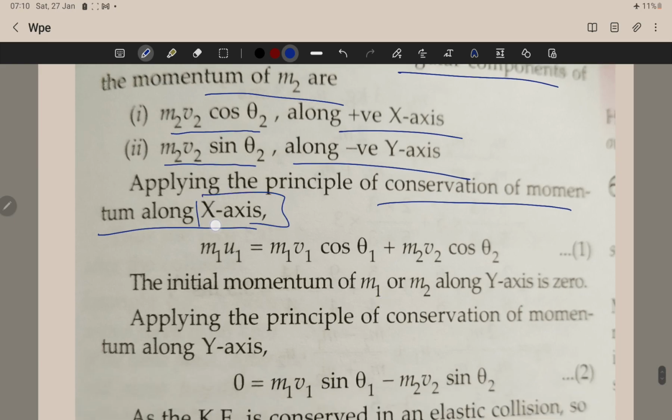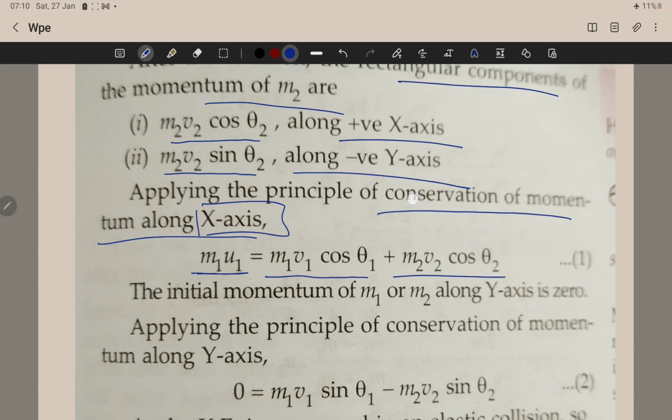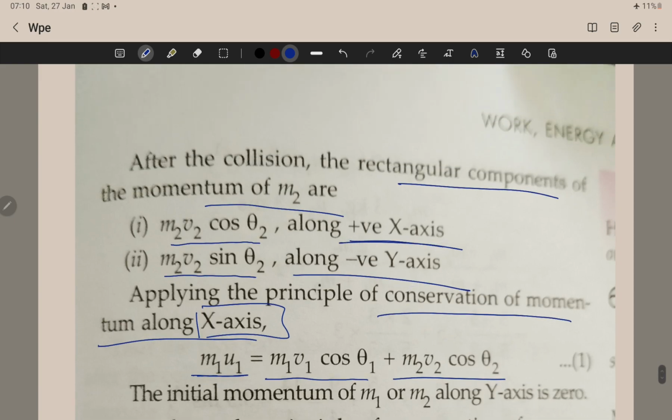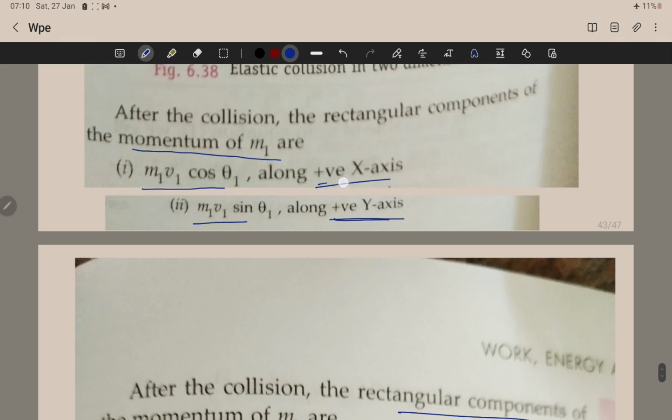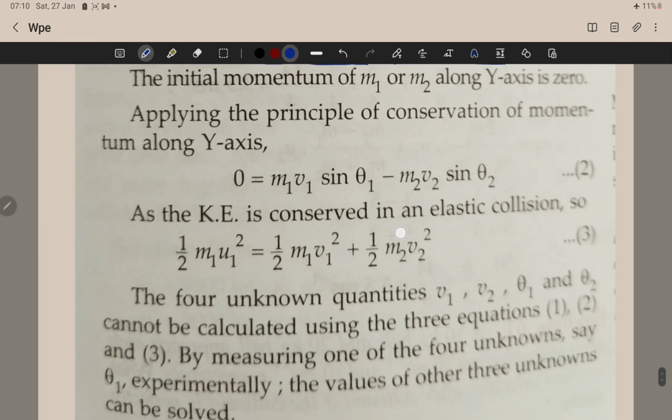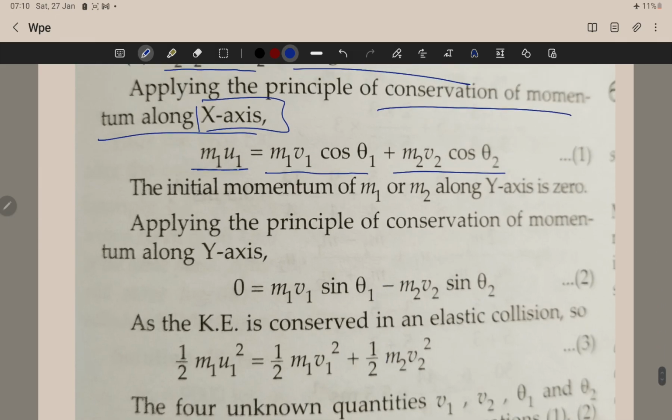First we apply it in the x direction. In the x direction, initially the momentum is m1 u1. Finally there are two terms, m1 v1 cos theta 1 and m2 v2 cos theta 2. Both are along the positive x-axis, so we equate them. The left side is the initial momentum and the right side is the final one.